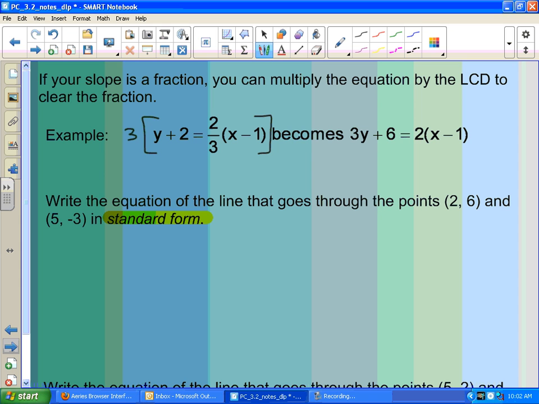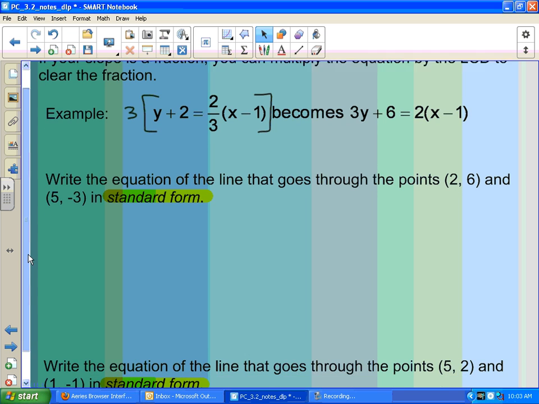Now, you don't have to, although some people might, you don't have to distribute the 2/3 in. You can leave it out here and just get rid of it real quickly by multiplying by 3. Then I can just leave that x minus 1 as it is in the parentheses there. And then you're able to rewrite it. So that's not in standard form yet. 2x minus 2. Move my x over here. Kick my 6 over to the right. And then I got to get rid of that negative 2 by dividing everything by negative 1.